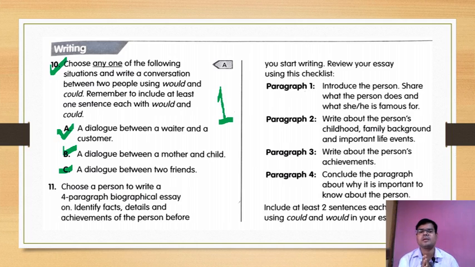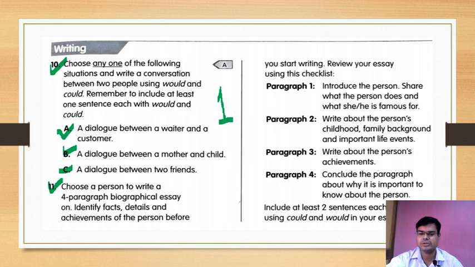Correct? Next, 11th one. This 11th one is also very easy. Choose a person to write a 4-paragraph biographical essay, identifying facts, details and achievements of the person. Last time we had seen Shakuntala Devi's essay. So like that only you have to write an essay regarding one person. Okay, choice is yours about that person, his achievements, identity facts, details and all that.